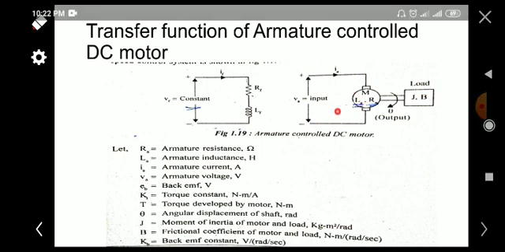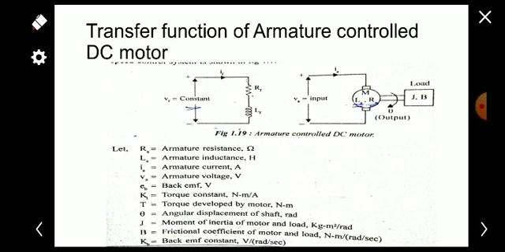The speed of the DC motor here is directly proportional to the armature voltage and inversely proportional to the flux in field winding. So in armature controlled DC motor, the desired speed is obtained by varying the armature voltage. The speed control system is an electromechanical control system here, and the mechanical system consists of the rotating part of the motor and the load connected to the shaft of the motor.